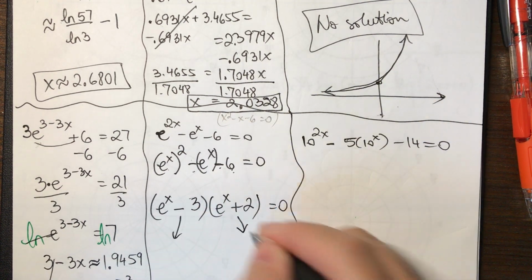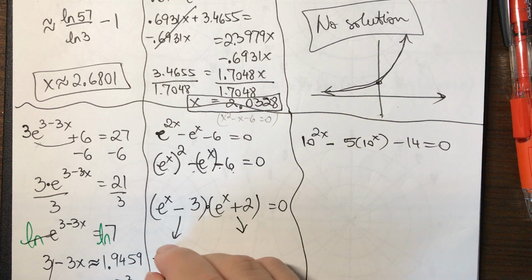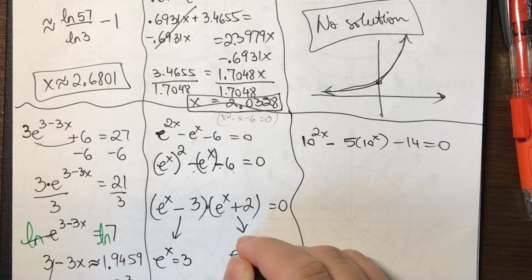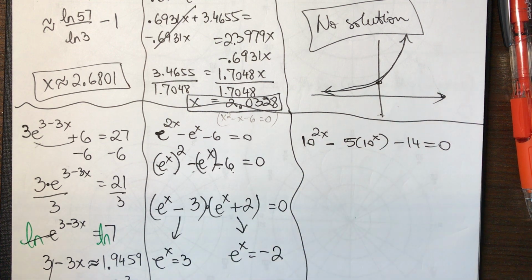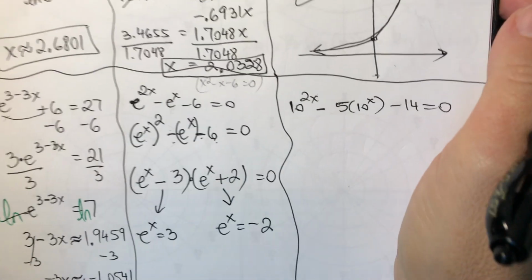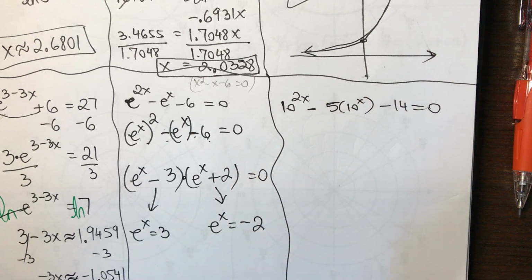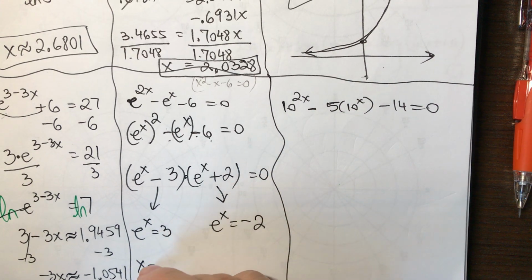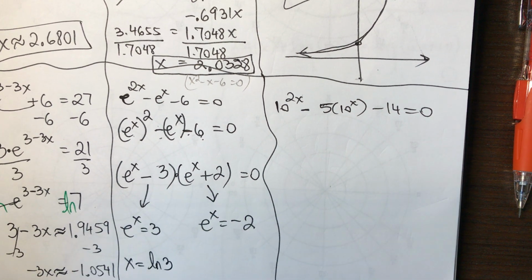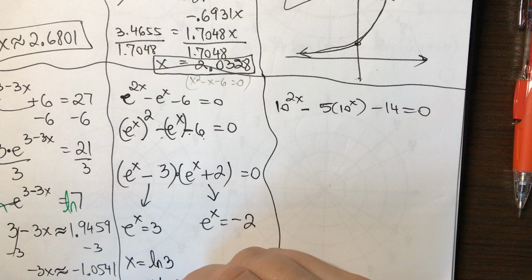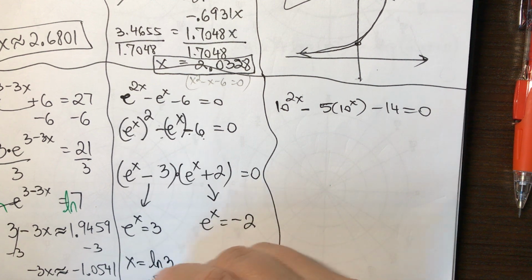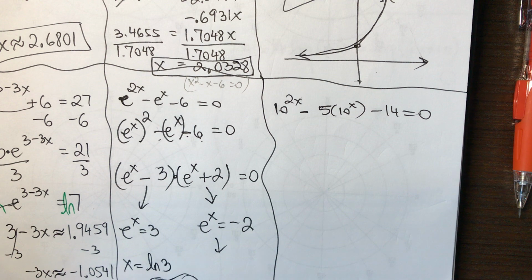So what are my 2 options? Now I can use the zero product rule, and they say that e to the x is either 3 or e to the x is negative 2, right? Set them equal to 0, and then move these numbers over. So now we've turned them into simple exponential equations. I'm going to log both sides. So x is going to be ln of 3, which is some sort of number, and when I do ln of 3, it's 1.0986. And then e to the x is negative 2.